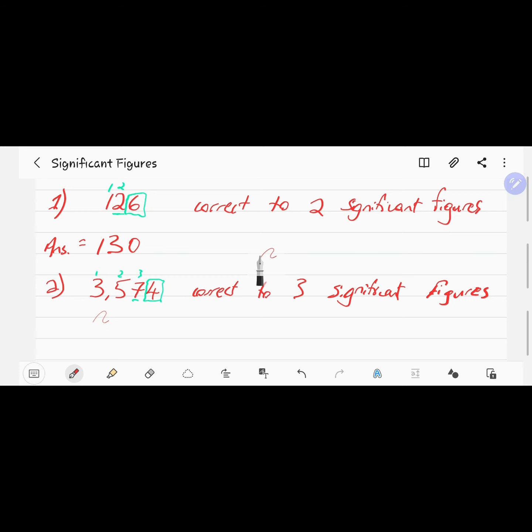So we get 3,57. What am I going to write now? Well, because we're going to drop this 4, we have to put something to hold in its place, and that is 0. So our answer is 3,570. That is this number, 3,574, correct to three significant figures.